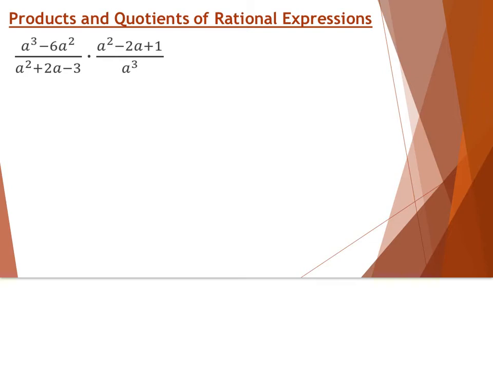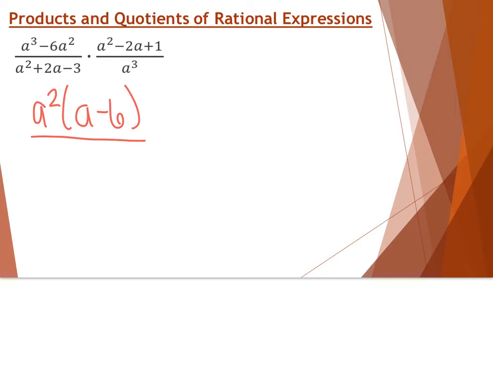This one is a teeny bit different because before we can start cross-canceling, I need to factor or pull out the greatest common factor, things like that. On the top, I see a to the third minus 6a squared. On the bottom is a squared plus 2a minus 3. And then the second fraction, a squared minus 2a plus 1, and on the bottom is a to the third. On the very first one, I'm going to take out a greatest common factor of a squared, which leaves me a minus 6. On the bottom, we can factor this.